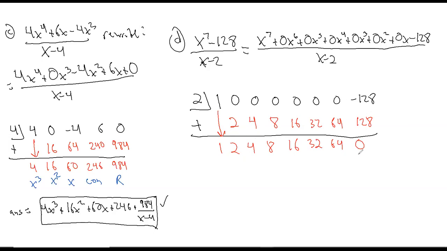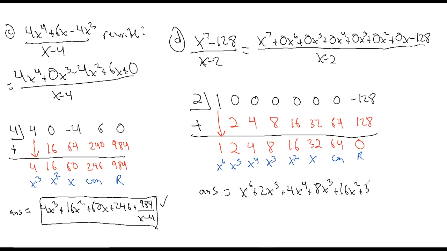Still quick. From right to left: remainder, constant, coefficient of x, x squared, x cubed, x to the 4th, x to the 5th, and x to the 6th. Meaning that our answer is x to the 6th with a 1 in front of it that I'm not going to write, plus a 2x to the 5th, plus a 4x to the 4th, plus an 8x to the 3rd, plus a 16x to the 2nd, plus a 32x, plus a 64. It's an ugly looking 6, but it is a 64.